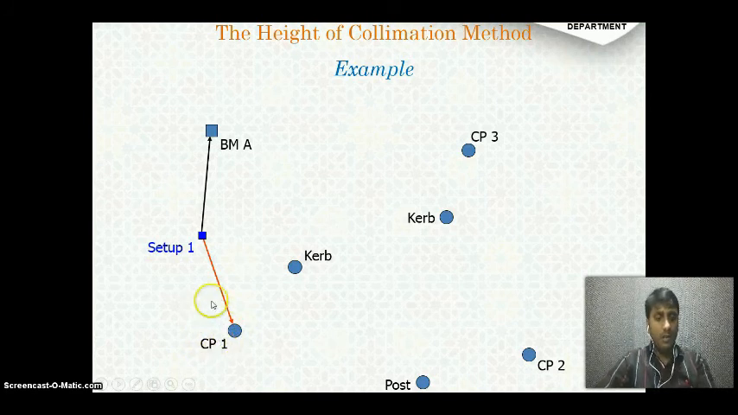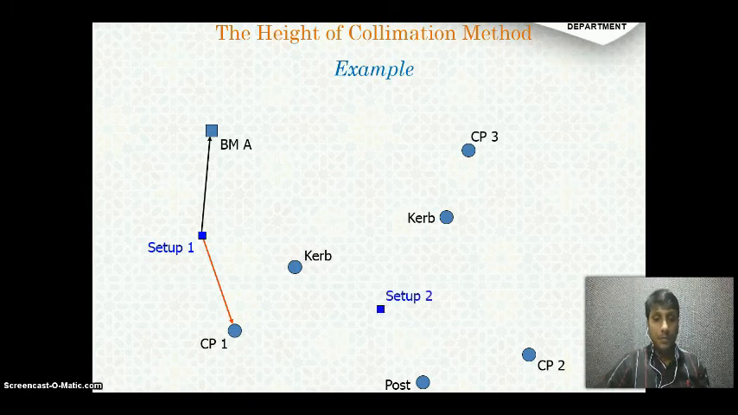See here, from the setup one, if you have seen to benchmark at A, the known elevation, the reading taken at benchmark A has to be written as backsight. Then CP1. I explained you in another video. CP1 means when you are going to change the equipment, the last staff reading is known as CP1. The staff reading at the CP1 becomes foresight.